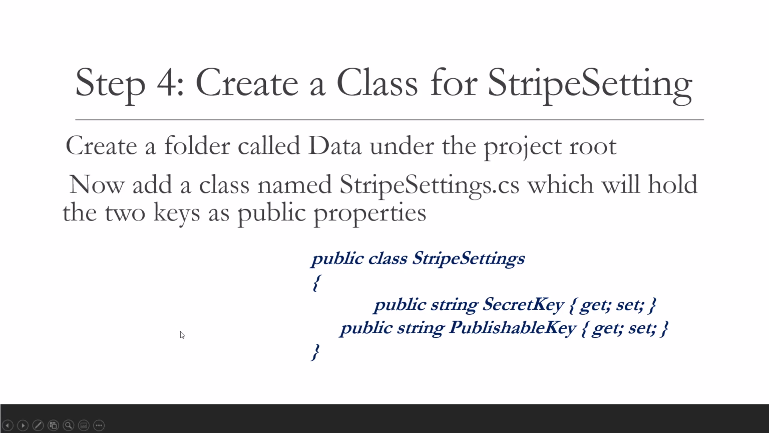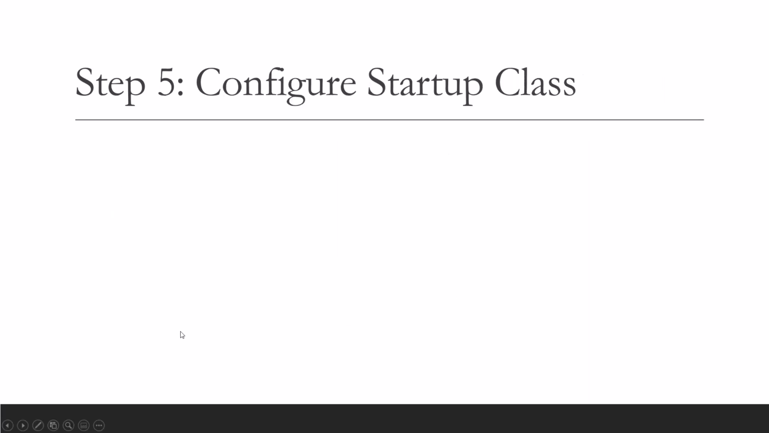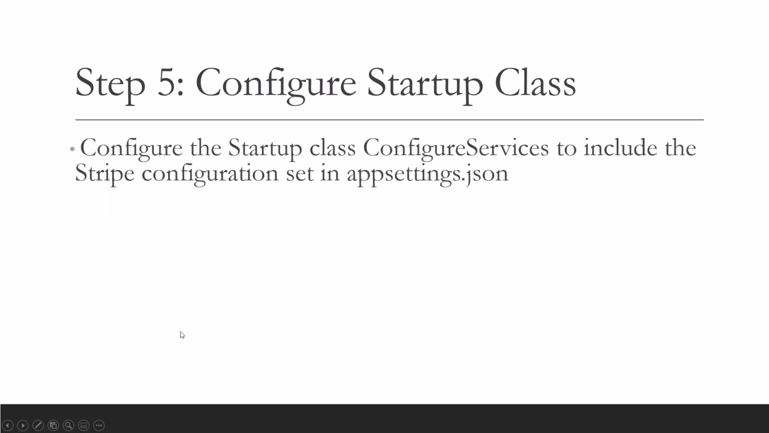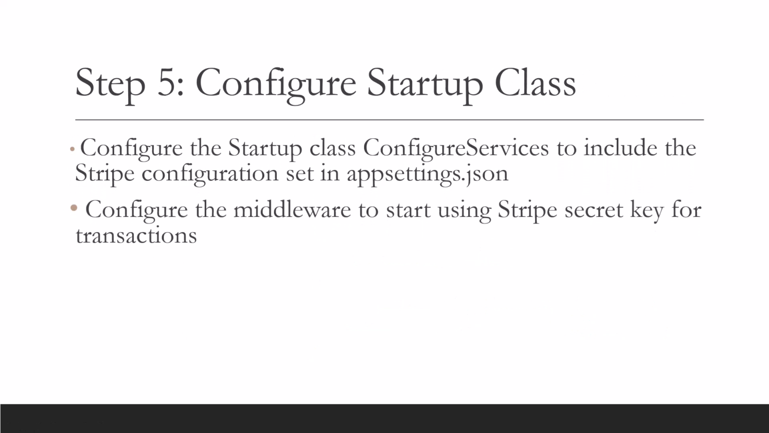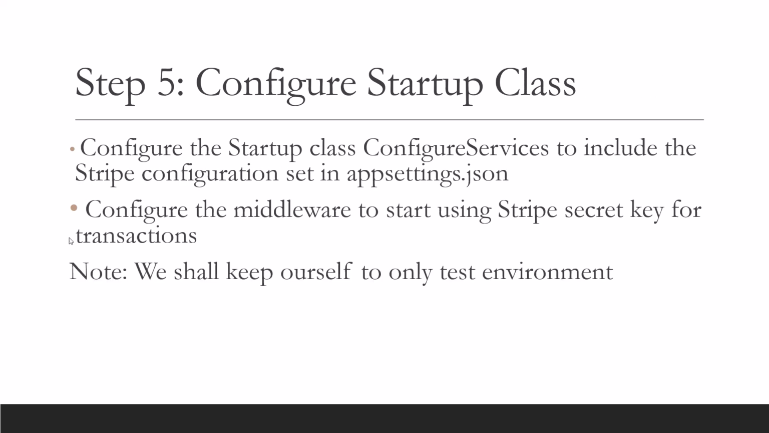So now let's see the next step. The next step is configuring the startup class. Now we'll have to configure the ConfigureServices method to include the Stripe configuration which we have set in the appsettings file, and configure the middleware to start using the Stripe secret key for transactions. Also, we shall keep ourselves to the test environment. We are in no way going to test anything in production as yet, and not in the video at all.